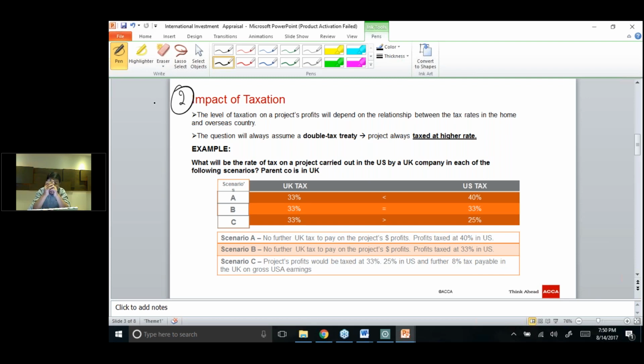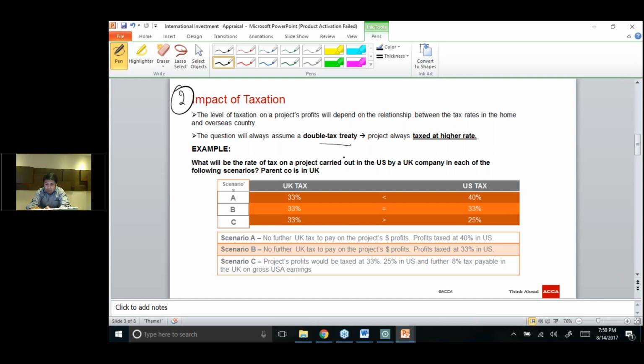So if, let's suppose your country's tax rate is 30% and you have already paid 40% in the foreign country, you do not have to pay any new tax in your home country. Let's suppose the tax rate is 30% in your country and in the foreign project you have only paid 20%. That means you have paid lower tax in the foreign country, so you have to pay an additional 10% tax in your home country. Let's learn it with the help of an example.